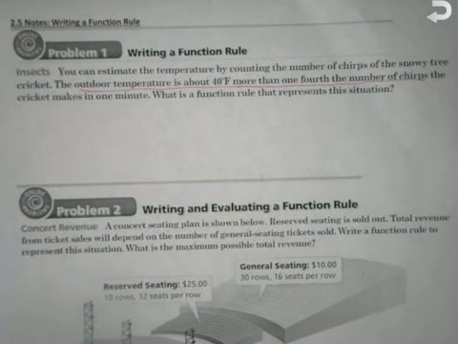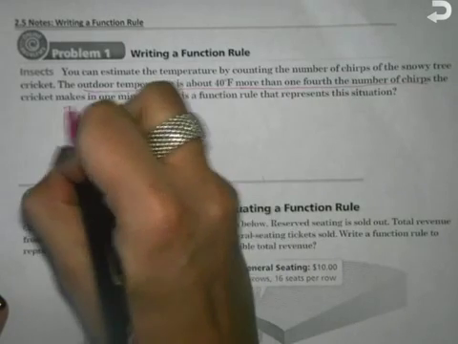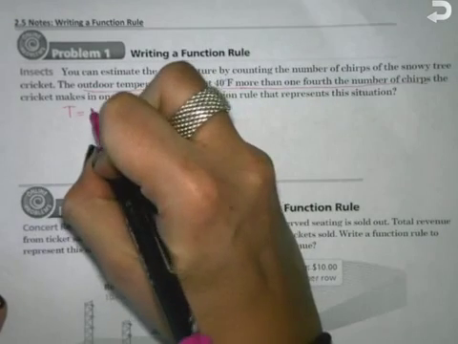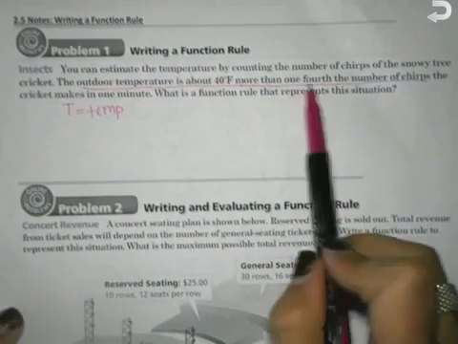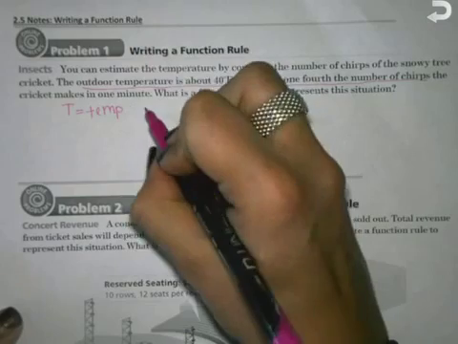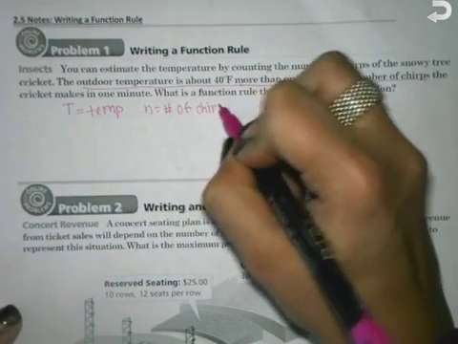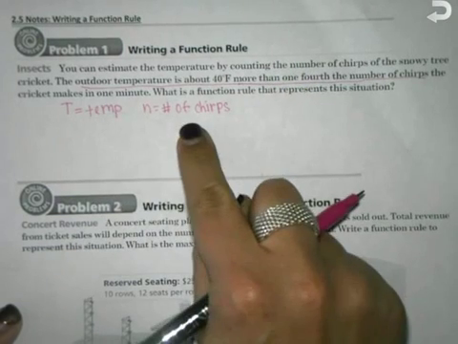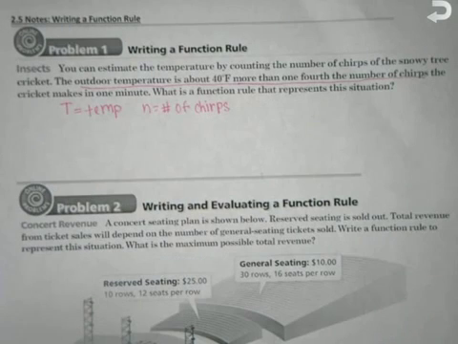The first thing that you need to do in all of these problems is define your variables. The things that are unknown in this problem: the outdoor temperature, so let's call it T. T is going to be the temp. And then the other unknown is the number of chirps that the cricket makes, so I'm going to call that N. On your homework, quizzes, and tests, this is showing your work. You have to tell me what the variables mean. If you just plug variables into your equation and don't tell me what they mean, I don't know what the letters stand for. So you have to identify your variables.